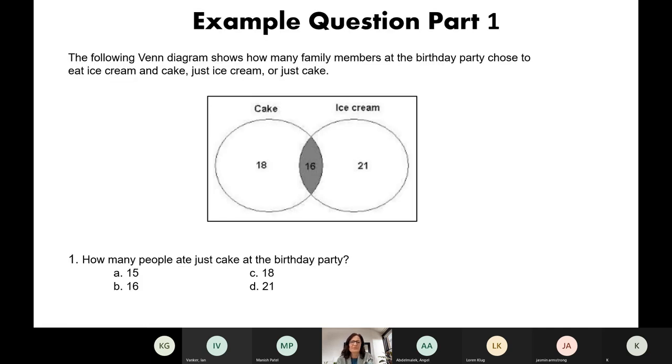So this is one example of how part one will come across. The students will have a graph at the top, and then there'll be a series of questions about that particular graph. This is just one example. It happens to be a Venn diagram, and this is one example of the kind of question we would ask about interpreting a graph.